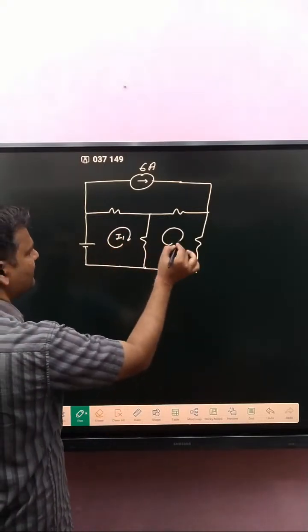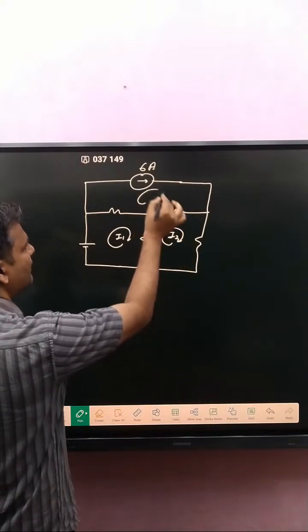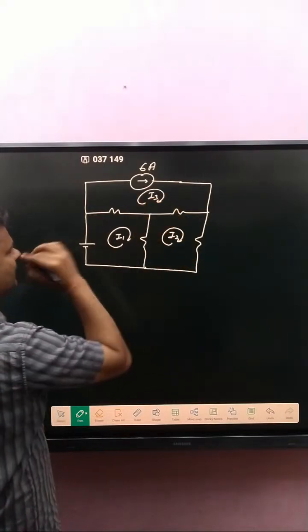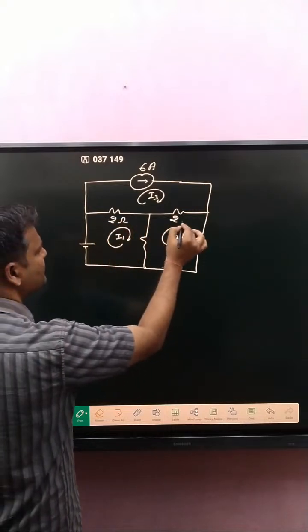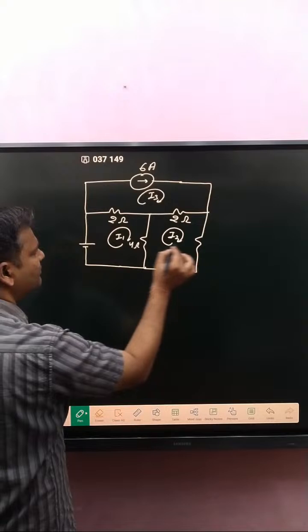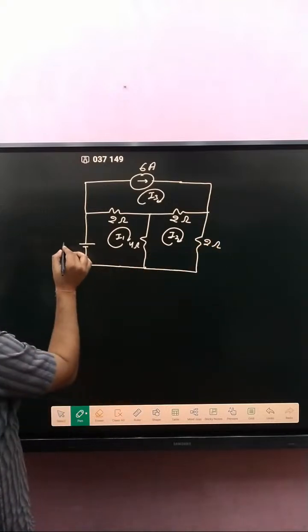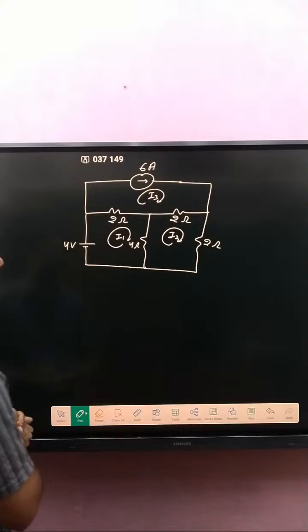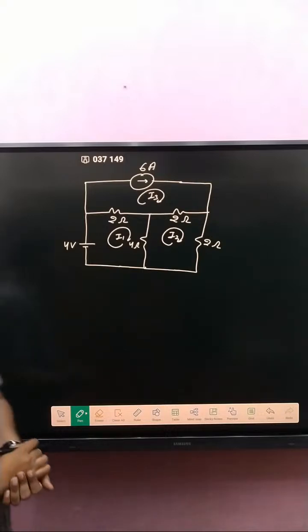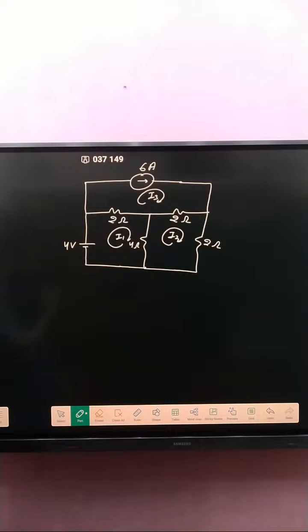Our motto is to determine the I1, I2 and I3 currents. That is 2 ohm, that is 2 ohm, and that is 4 ohm, and that is 2 ohm, and that is 4 volt. So our motto is to focus on I1, I2 and I3. First of all, everyone can try, then after that I will do.